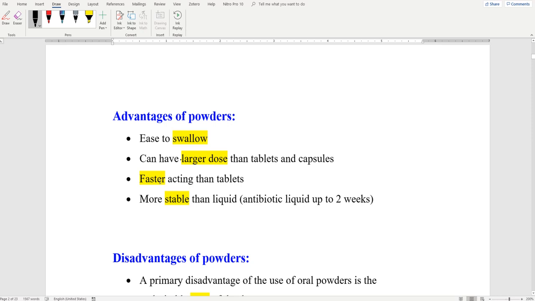Another advantage is that powders are more stable than liquid. To present the powder as a solid is more stable than dissolving it or suspending it in a liquid. Do you know what is the reason? Now, the presence of particles in the liquid will allow degradation reactions, especially hydrolysis if it is water, and even oxidation and other reactions, to proceed faster.